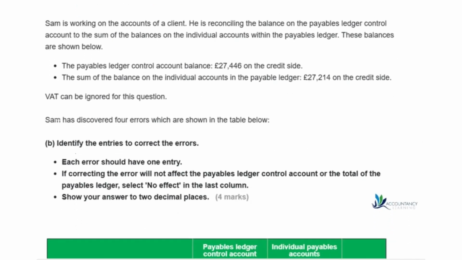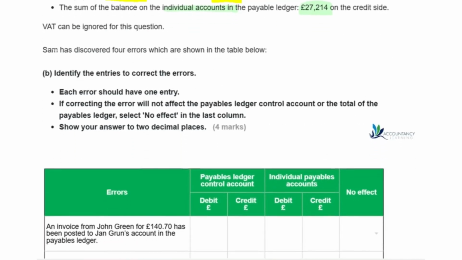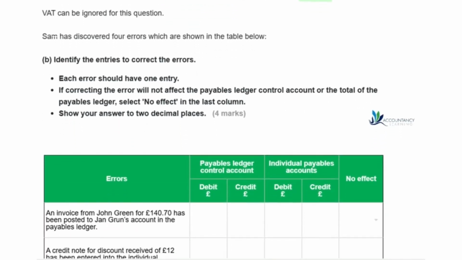Sam is working on the accounts of a client. He's reconciling the balance on the payables ledger control account to the sum of the balances on the individual accounts within the payables ledger. So we are given the payables ledger control account and we're given the individual accounts, and we can see we've got a difference. He's discovered 4 errors, which are shown below, and we now need to identify the entries to correct the errors. So each error should have 1 entry.